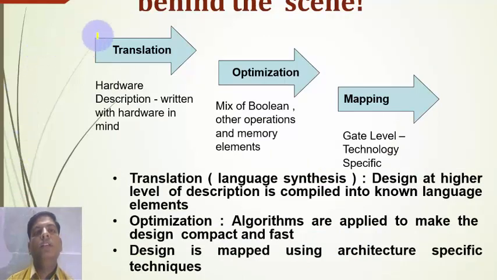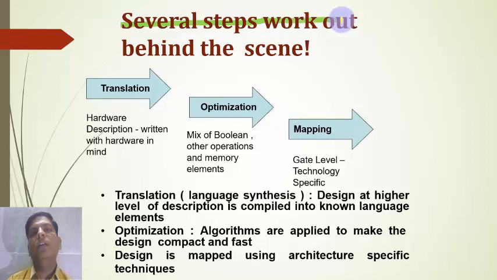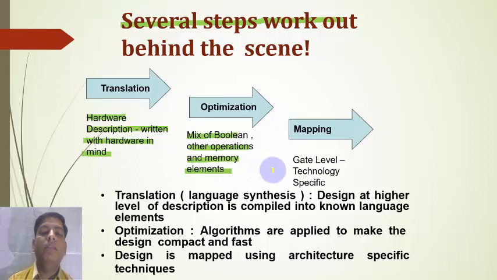Now several steps work behind the scenes. First is translation, then optimization, then mapping. Translation is nothing but hardware description which is written with hardware in mind. Optimization is a mix of Boolean and other operations and memory elements.